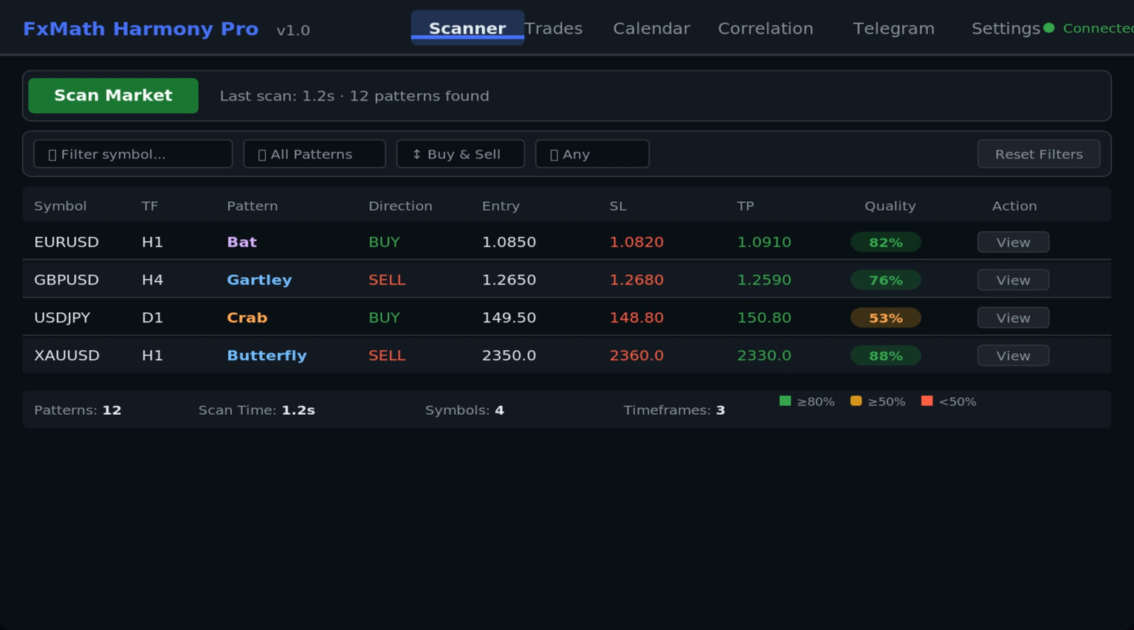Each result row gives you everything you need at a glance. The symbol, time frame, which pattern was found, direction, entry price, stop loss, take profit levels, and the ML quality percentage. The quality score is your confidence indicator. Green means the ML model is highly confident. Click View to open the interactive chart and see the pattern in detail.